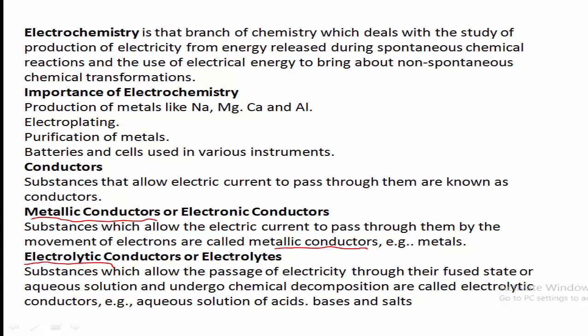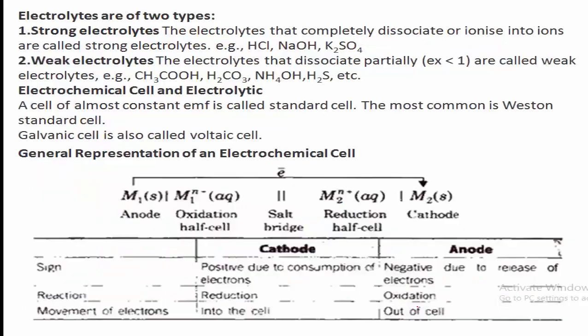The second type is electrolytic conductors or electrolytes. These are the substances which allow the passage of electricity through their fused state or aqueous solution and undergo chemical decomposition. The examples are aqueous solutions of acids, bases and salts. So these are the two types of conductors.